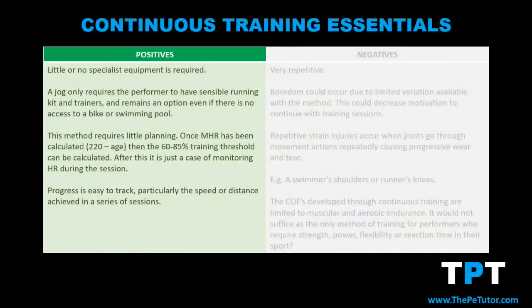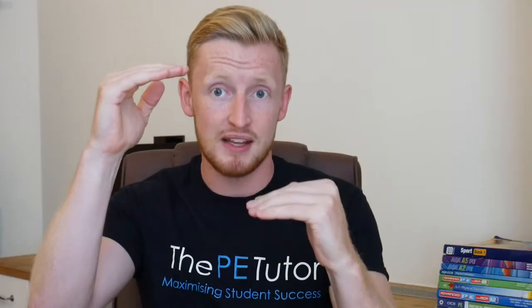Benefit number two is that continuous training doesn't require huge amounts of planning. A coach or performer needs to work out their maximum heart rate, so 220 minus the performer's age, to then be able to determine what their 60 and 85% training threshold is.